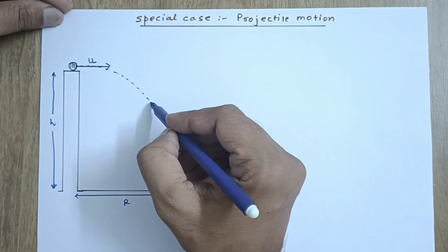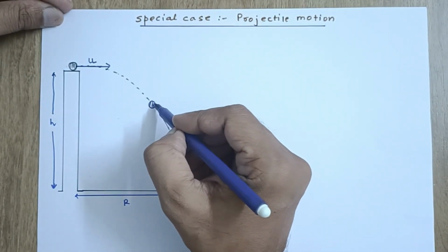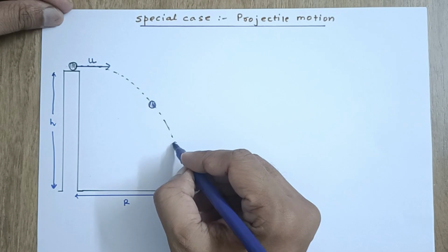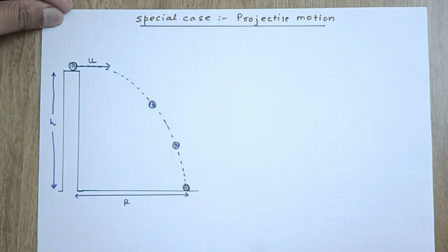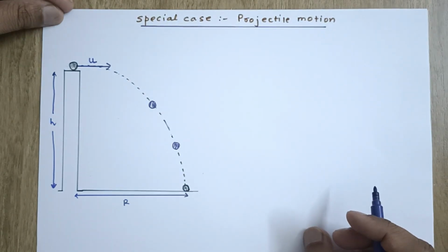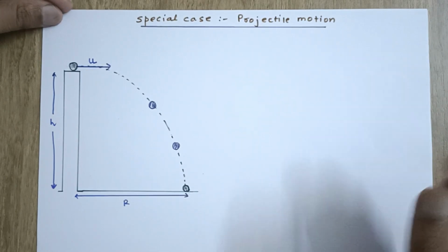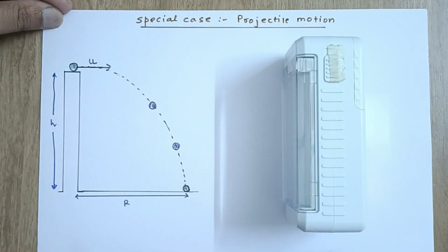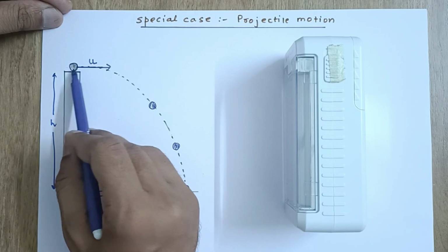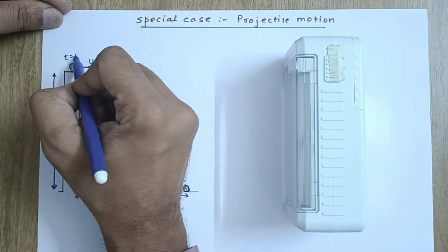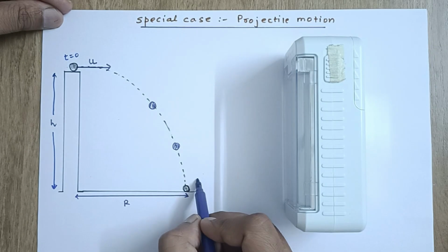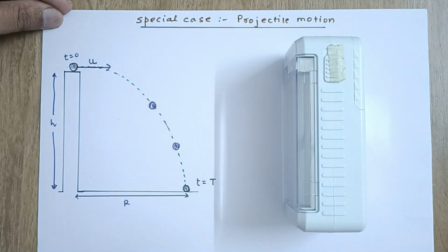Now the ball after some time would be reaching over here, after some time over here, and finally the ball is going to reach, right? So we are going to adopt the similar analogy that if I place a light and when the ball is over here, at that time is 0. When the ball completes its journey here, the time is equal to time of flight.